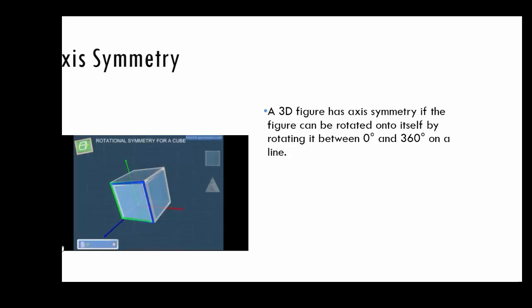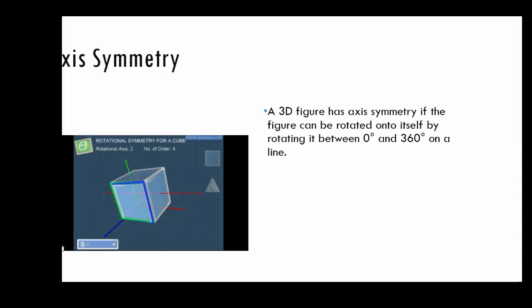Consider this cube. When we rotate the cube about this axis for 360 degrees, we can see that the cube matches itself 1, 2, 3, 4 times. With this, we can say that this axis is the axis of rotational symmetry of order 4. Now, this cube has more than one axis of rotational symmetry. Let's explore them one by one.